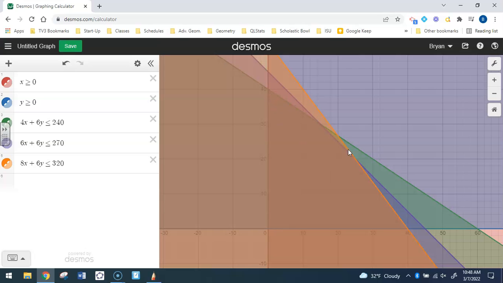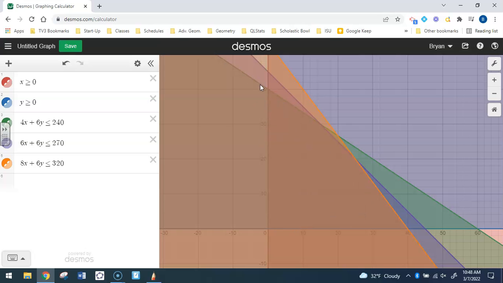It would be this region right in here, because I need to look for the places that are to the left or below all three of these colors, right? And I know I'm in the first quadrant because that's what these first two take care of. They say I'm only going to be looking in the first quadrant here. And for these other constraints, I'm looking at regions to the left or below the lines that go with those. So the place where all of those are shaded is this region right here.